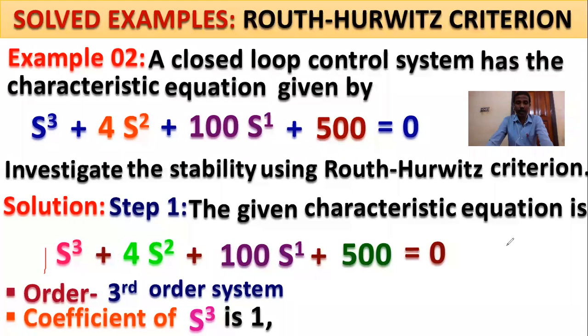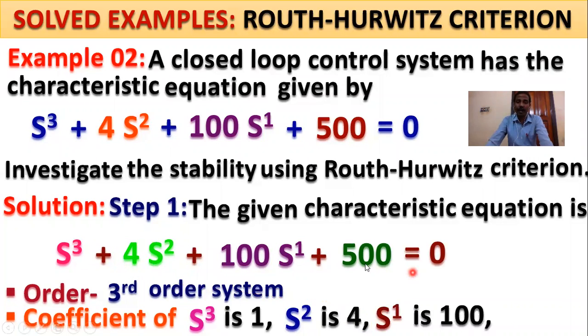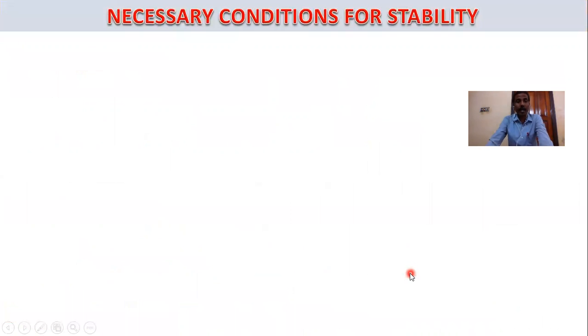Then s square coefficient, this is the s square coefficient equals to 4. Similarly, for s to the power 1 coefficient is 100, and s to the power 0 coefficient is 500. So coefficient of s cube, s square, s to the power 1 and s to the power 0. Then step 2, necessary condition for stability.